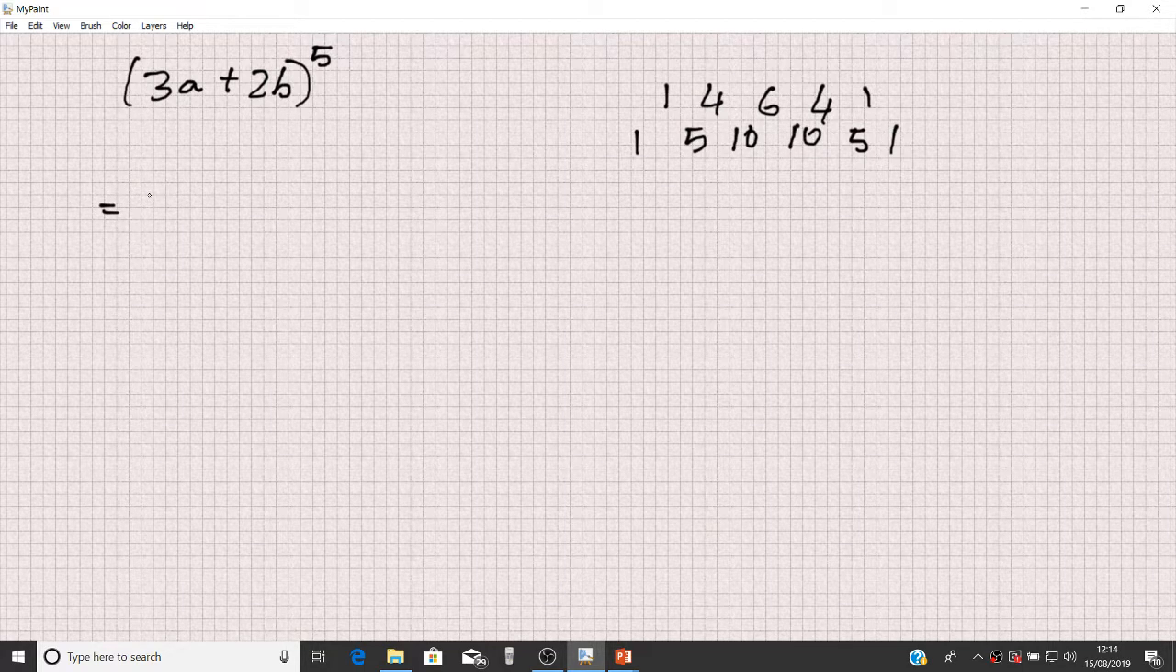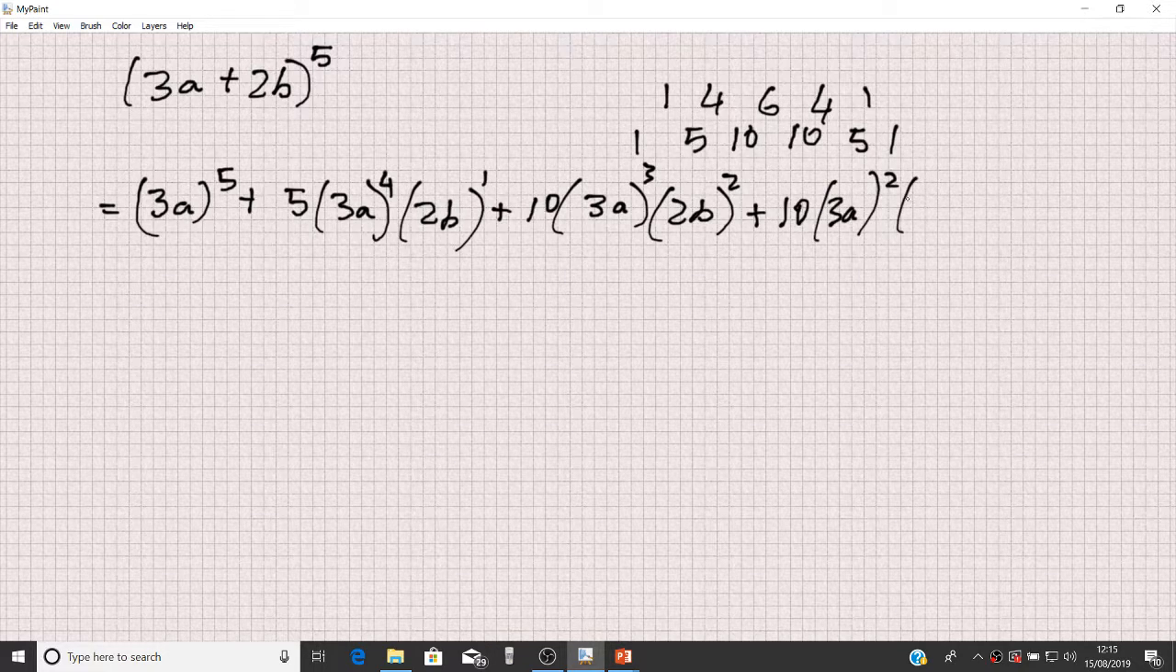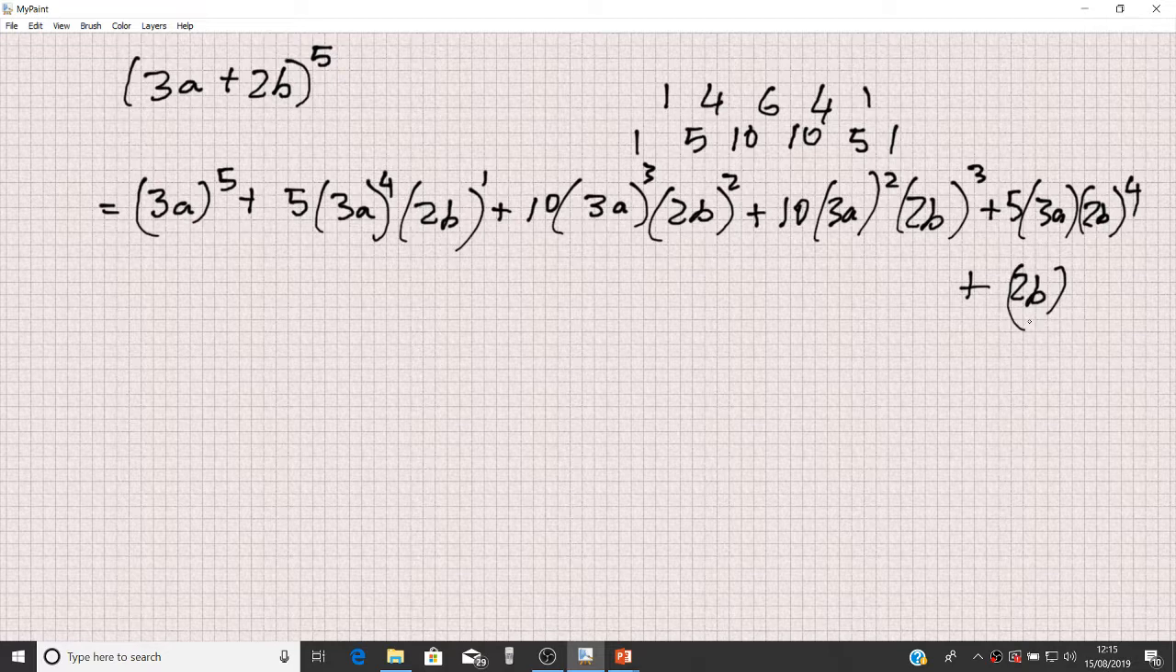Okay, so we're going to apply this to 3a plus 2b. So we're going to have 1 times 3a raised to the power of 5, plus 5 times 3a raised to the power of 4 times 2b raised to the power of 1, plus 10 times 3a raised to the power of 3 times 2b raised to the power of 2, plus 10 times 3a raised to the power of 2 times 2b raised to the power of 3, plus 5 times 3a raised to the power of 1 times 2b raised to the power of 4, and finally plus 2b raised to the power of 5.